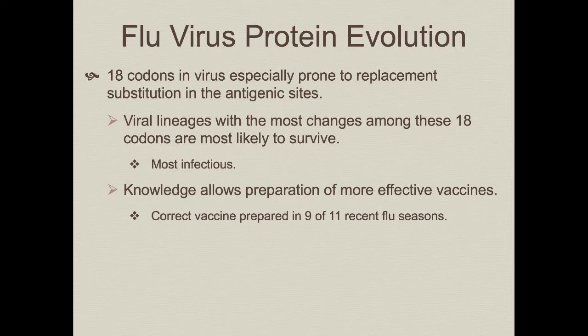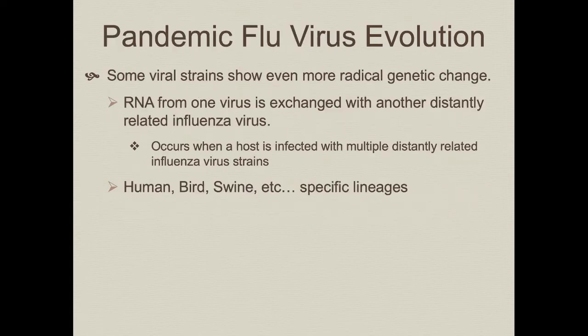And it's always a hit and miss thing, but when your book was published, at least, it was looking at 9 of the last recent flu seasons. They'd done a pretty good job of predicting that accurately. So those are relatively minor changes that do affect the ability of the flu to infect an individual and our ability to develop vaccines. Sometimes, though, viral strains show more radical genetic alterations.